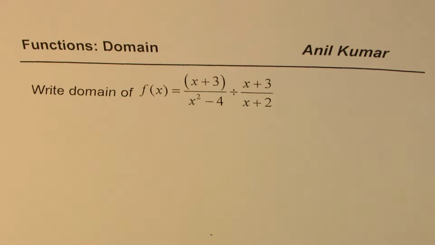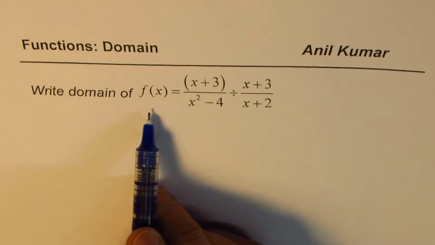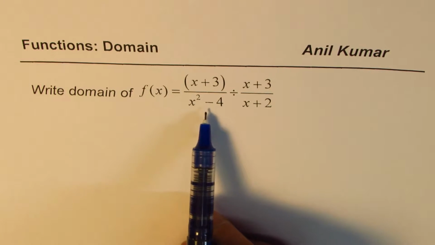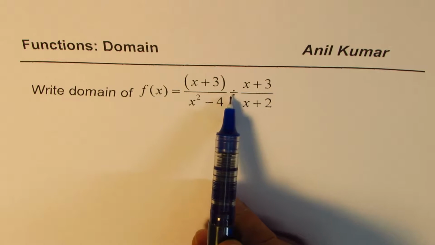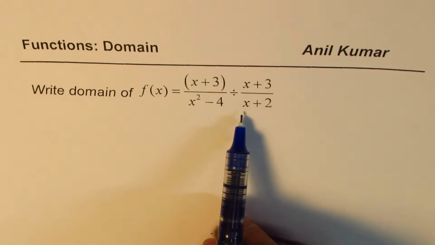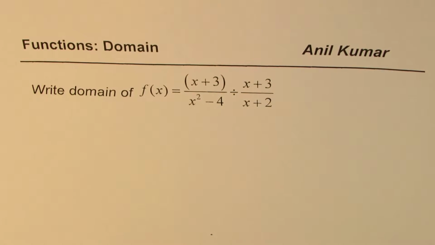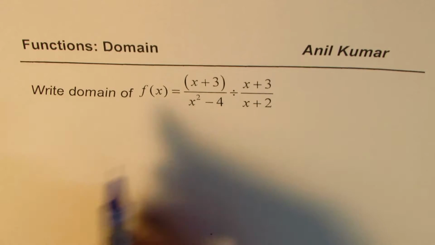In this video, we will understand how to find the domain of functions when we are dividing one rational function by another. The question here is: write the domain of f of x equals x plus 3 divided by x square minus 4, divided by x plus 3 over x plus 2. You can always pause the video, answer the question, and look into my suggestions. Let's look into this function.